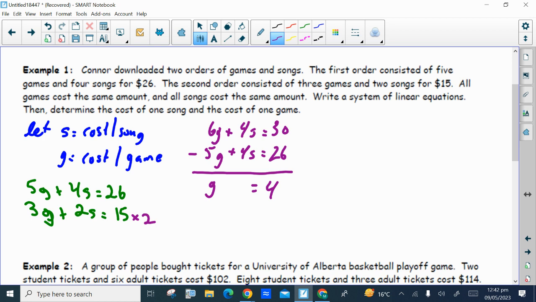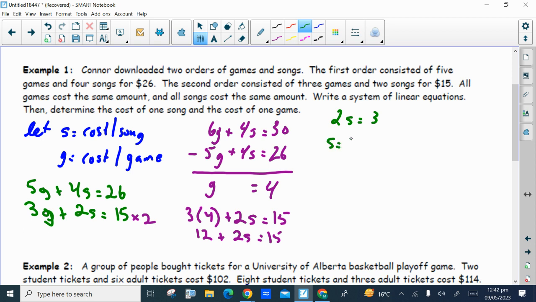To find out what s is, let's use the second equation, only because the numbers are a little smaller. 3 times g, which we found to be 4, plus 2s must equal 15. 3 times 4 is 12. If we subtract the 12 from both sides, 15 take away 12 is 3. So you'll have the 3 on the right. And dividing both sides by 2, s will equal 3 over 2, which is exactly 1.5. The cost of each song is $1.50. That's what that tells us.